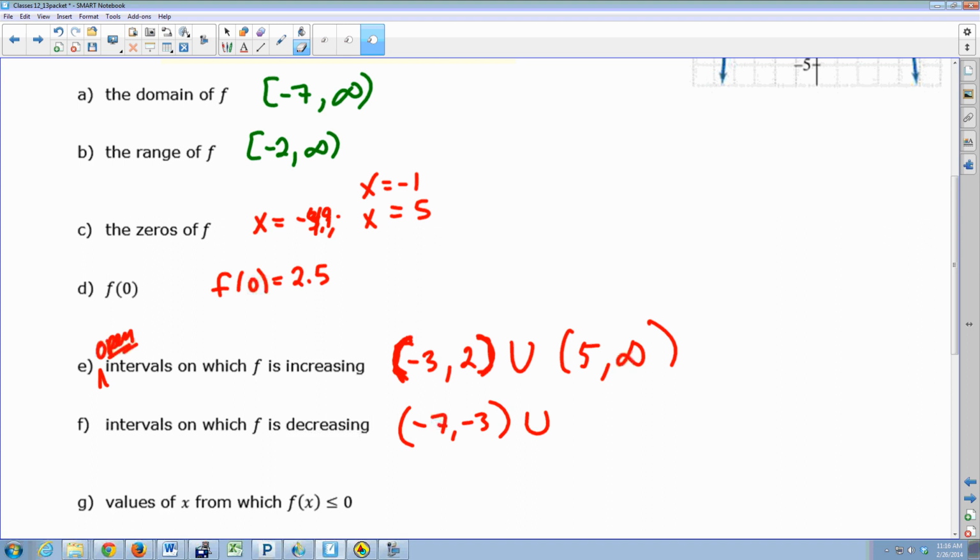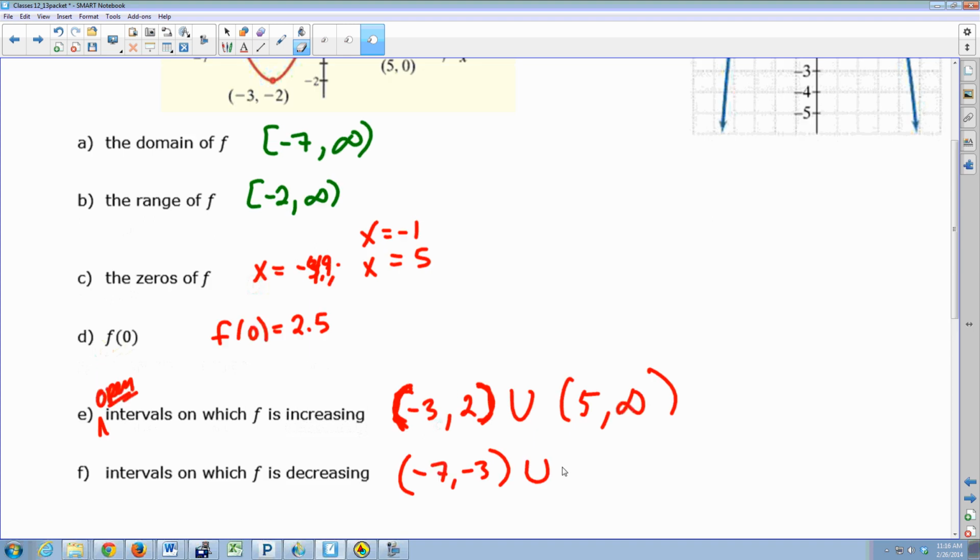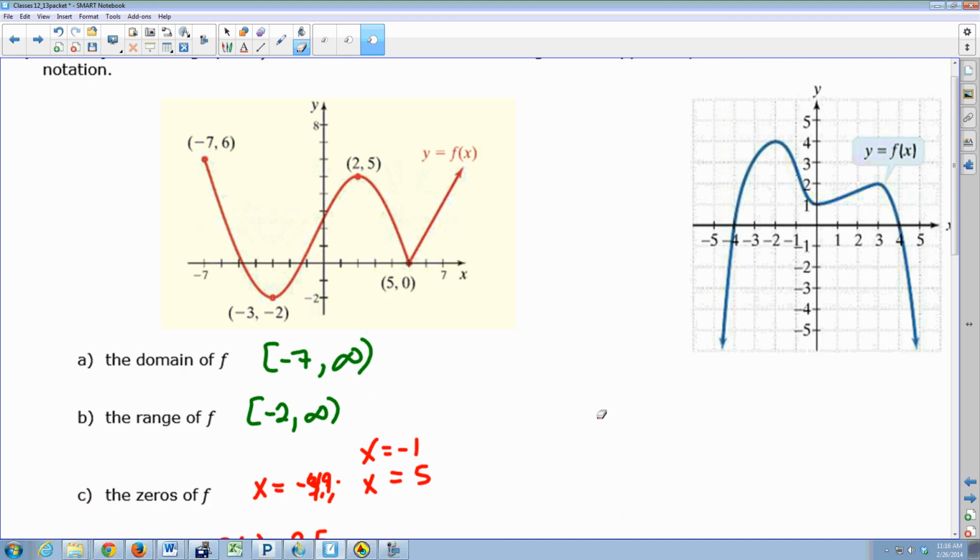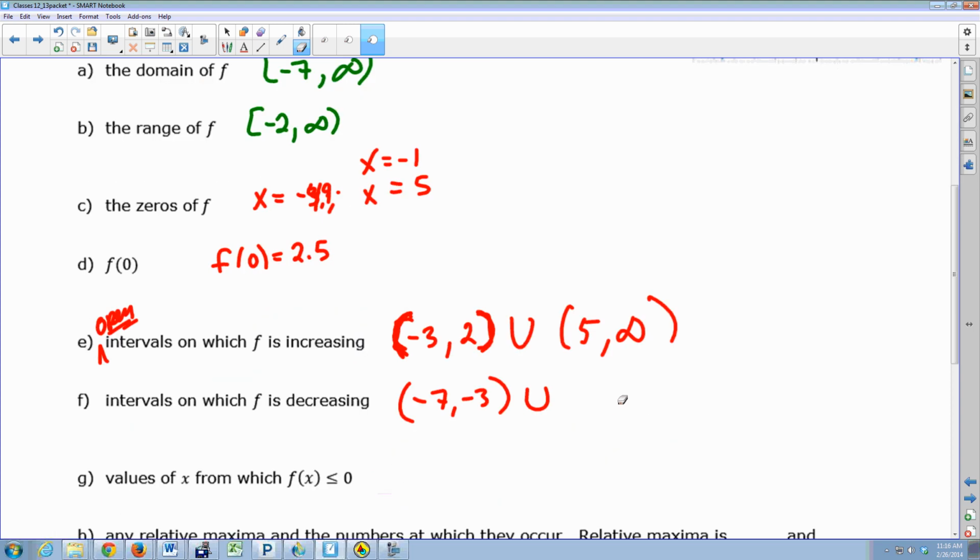And could someone else, Ben, tell me another interval where it's decreasing? Yep, you come straight down here. Yes. 2 to where? 5, right. You're looking at the x values, okay? So we have the open interval 2 to 5.